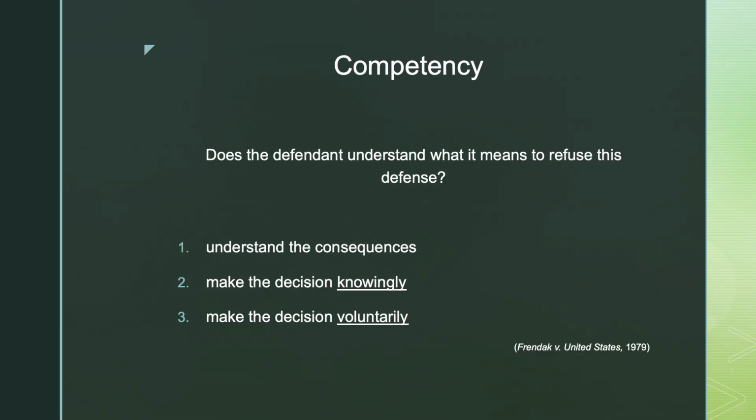This standard comes from the case Frendick versus United States that was heard in 1979. The court requires the judges to check that any refusal of an insanity defense is truly informed and voluntarily accepted.